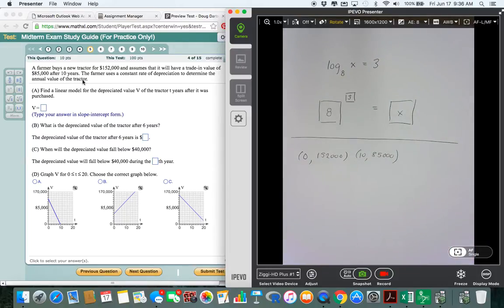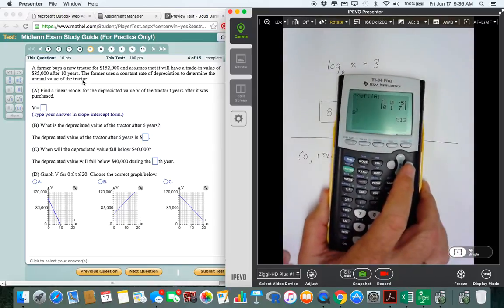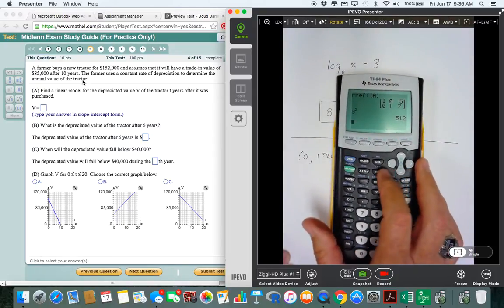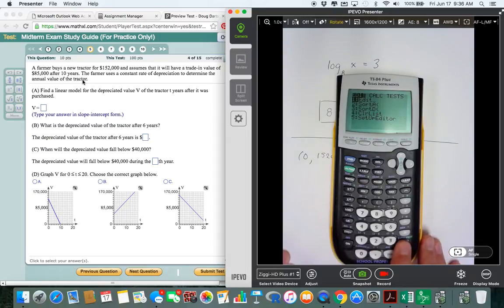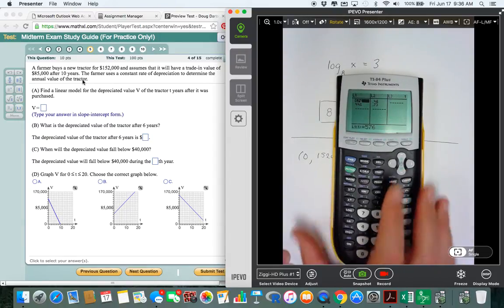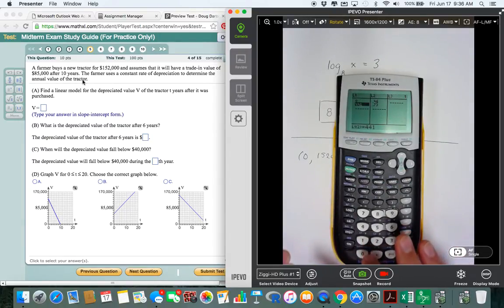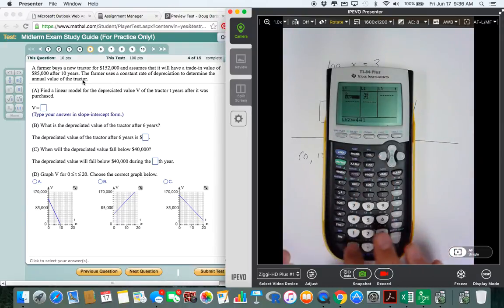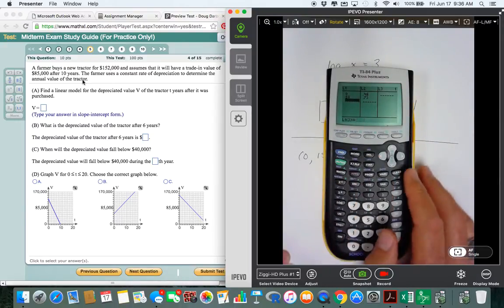So I need to find the equation that passes through those 2 points. Well, guys, again, I'm just going to do it the way that I've taught you before, because I've taught mathematics long enough to know that students just struggle with linear equations. They just do.